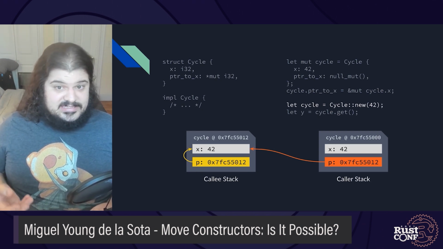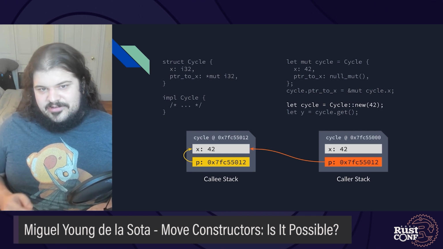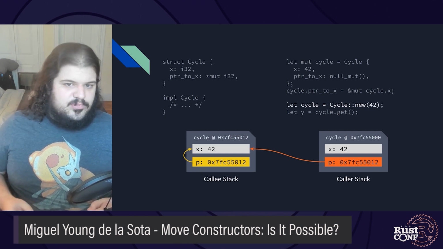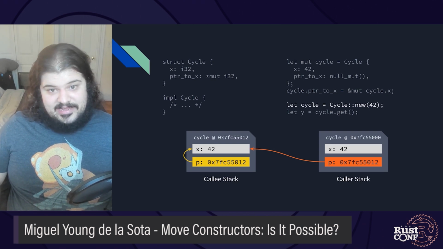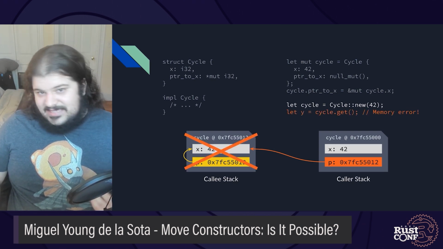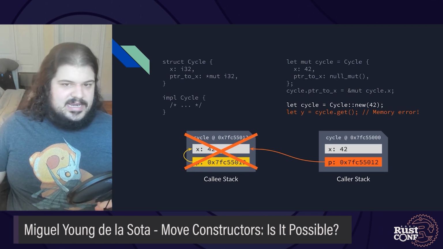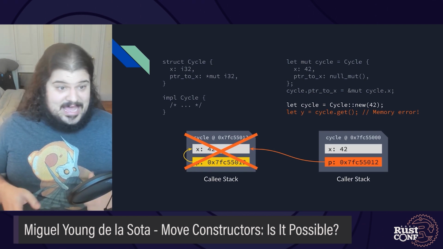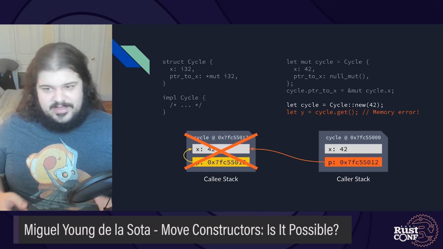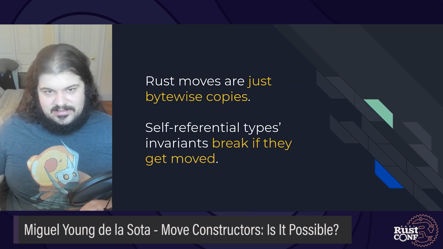But because putter to x is unchanged, it points into cycle new's stack. It no longer points to x. Not only does this violate our invariant, but it makes get violate memory safety, because reading data from a destroyed stack frame is not allowed. This is pretty bad, so it means that we can't write cycle new this way while maintaining the other properties we want.